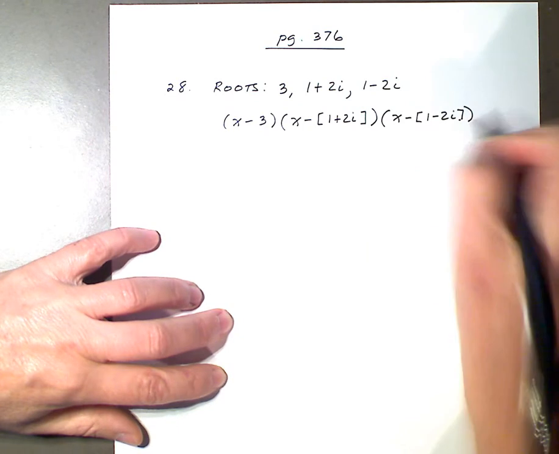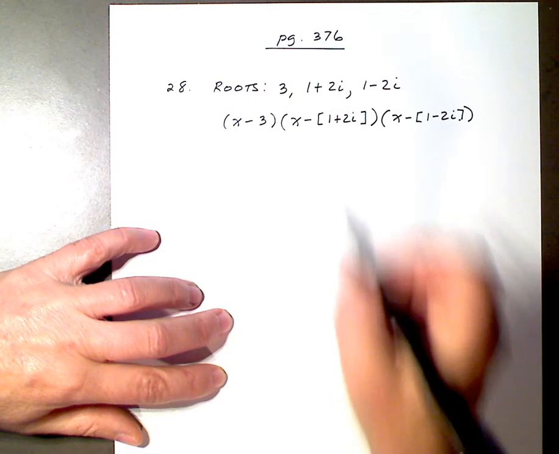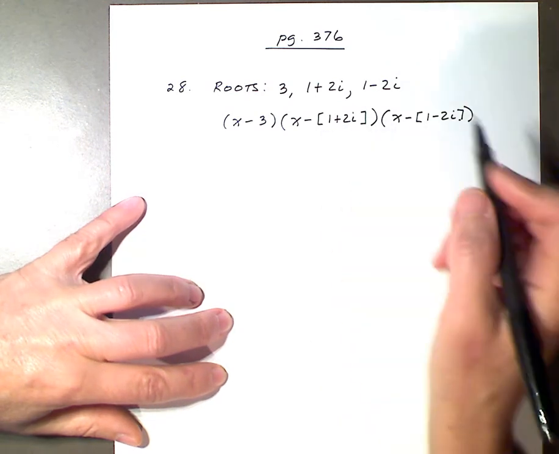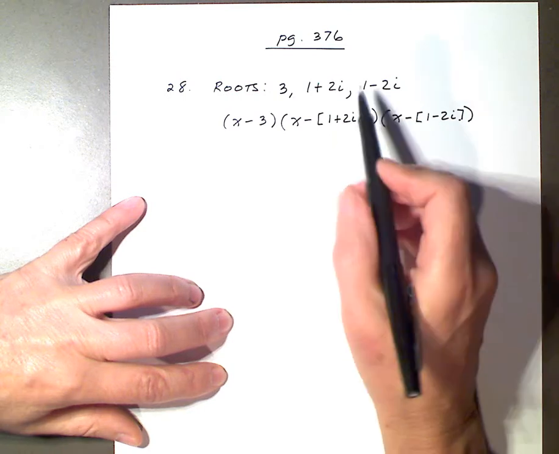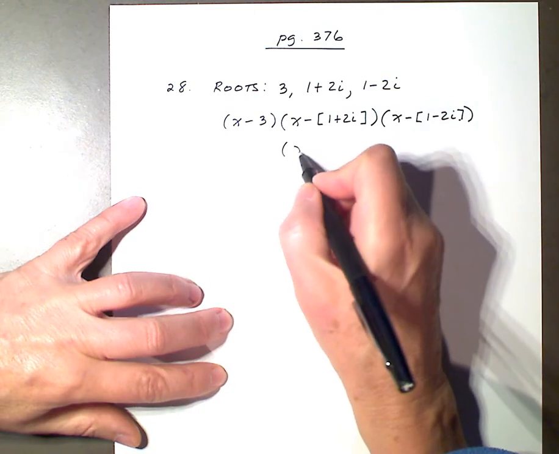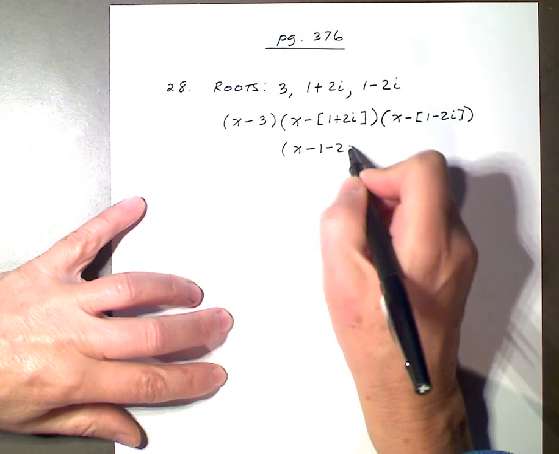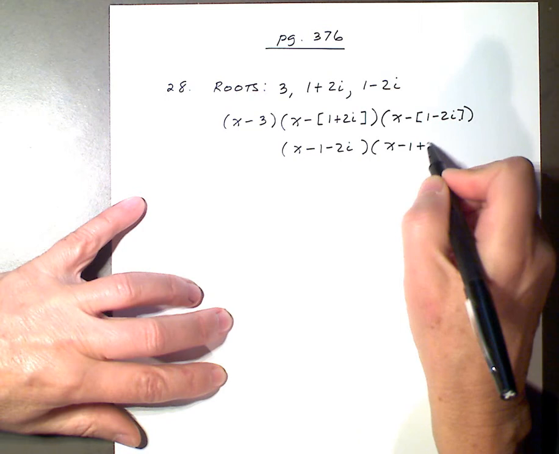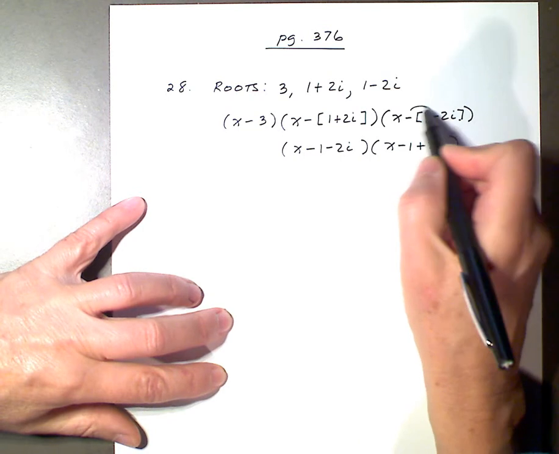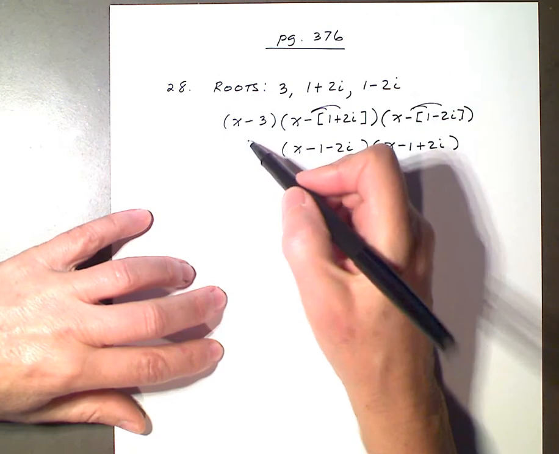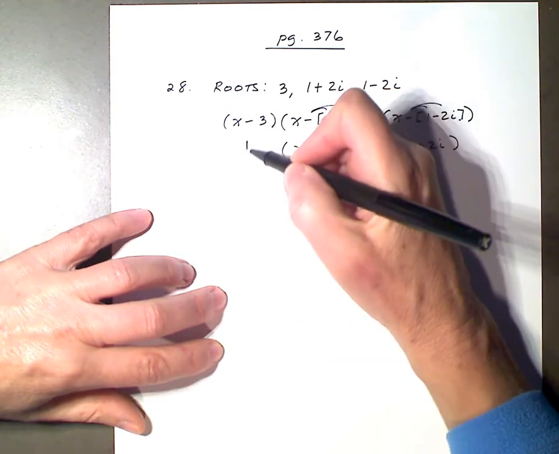So I think I'm going to simplify these first and then multiply it all out. There's a couple ways I can do this, and then later I'm going to show you a shortcut on multiplying these two conjugate complex roots together. So anyway, let's make this x minus 1 minus 2i, distribute that 1, and this is x minus 1 plus 2i, so distributing that negative. Now I can't forget about the x minus 3. That's got to come down later.